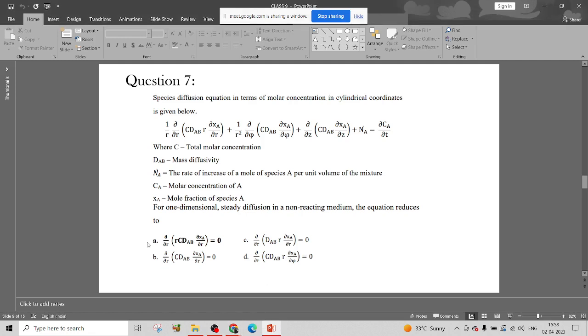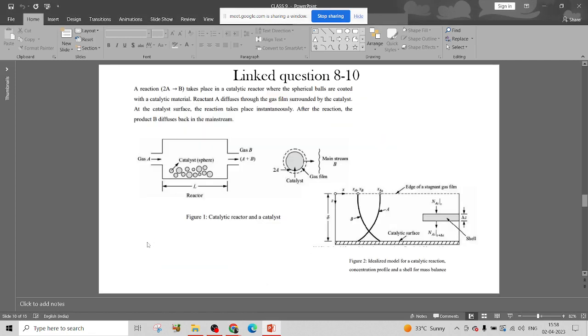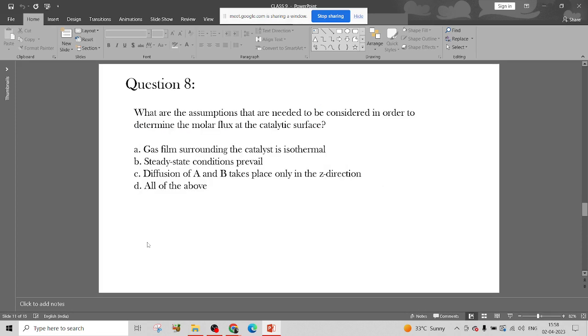Question number 8 to 10 is a linked question. So this is the main equation. A reaction 2A to B takes place in a catalytic reactor where the spherical balls are coated with catalytic material. Reaction A diffuses through the gas film surrounded by the catalyst. At the catalyst surface, the reaction takes place instantaneously, is given. After the reaction, the product B diffuses back into the mainstream. So the equations are given.